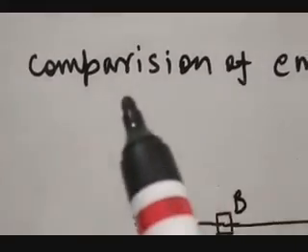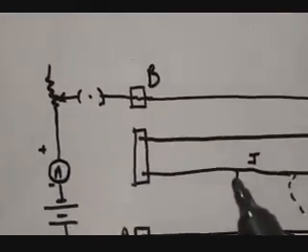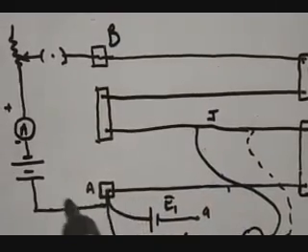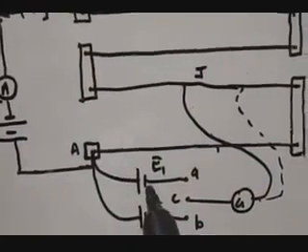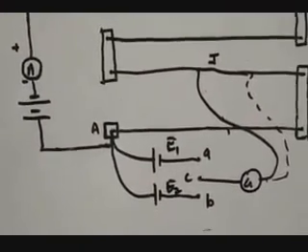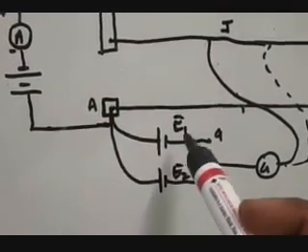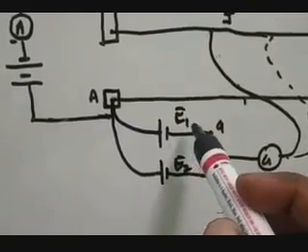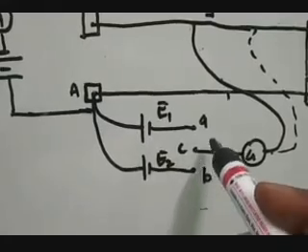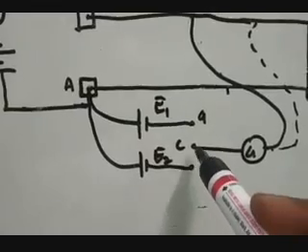Potentiometer can be used to compare EMFs of two primary cells. The circuit is, this external circuit remains the same. And here there are the two primary cells. From A, two cells whose EMFs are to be compared, one of EMF E1, one of EMF E2, are connected to a two-plug key. Two-plug means there are two plugs, between A and C, or B and C.